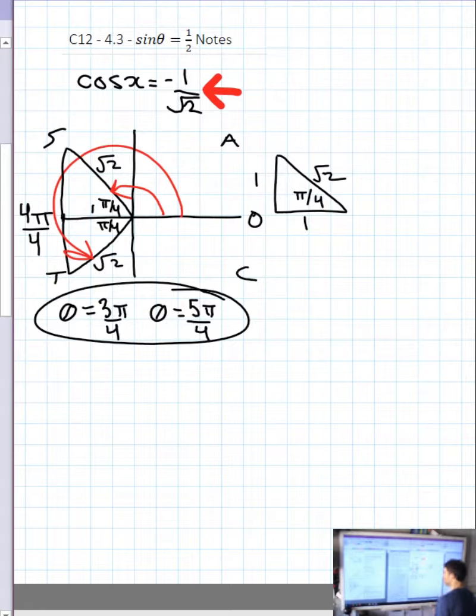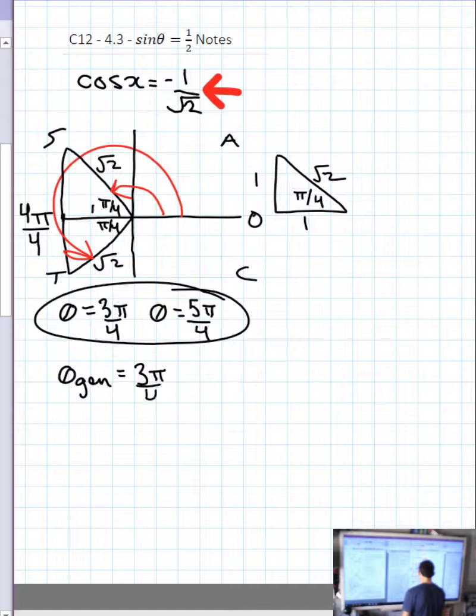But we also want to give what's called the general solution. And we remember that the theta gen is equal to our answers plus the period. Now what's the period? Well, we're working on cosine, so the period is 2 pi. So plus 2 pi n, comma, n is an element of the integers.